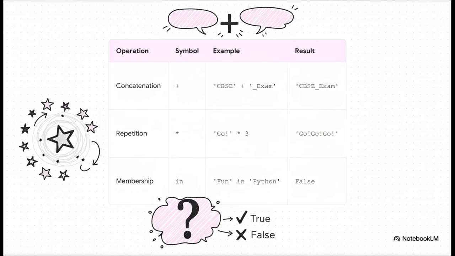First is concatenation. Big word, but it just means using the plus sign like glue to stick 2 strings together. Second is repetition, using the star sign like a copy-paste machine to repeat a string. And third is membership, using the word in like a detective to check if a small string is hiding inside a bigger one.